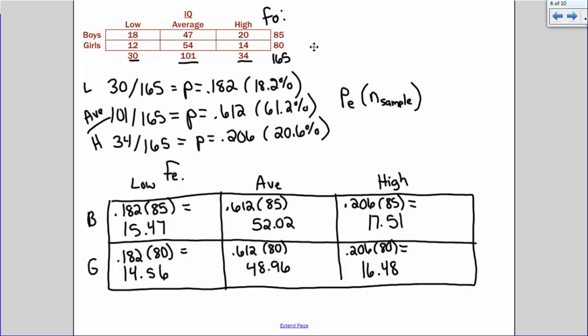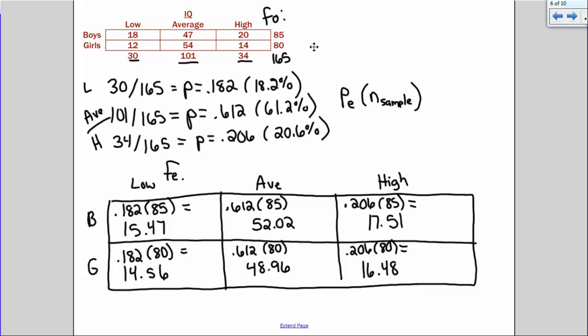Now I fully recognize that we're working with discrete variables. Frequencies are discrete, and we have decimals here. So that's kind of off-putting, right? It's kind of confusing. It's like, what is going on? Well, for the purposes of testing a hypothesis, it's perfectly okay to have decimals in your expected frequencies column.